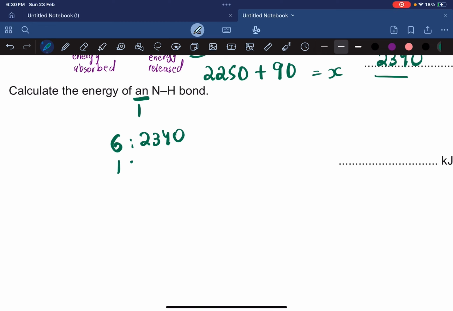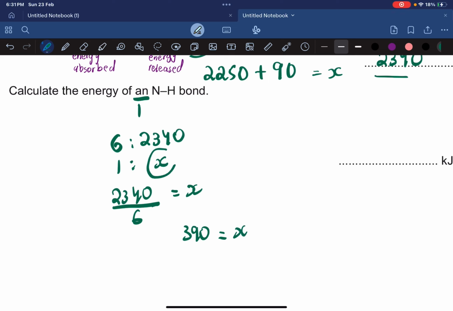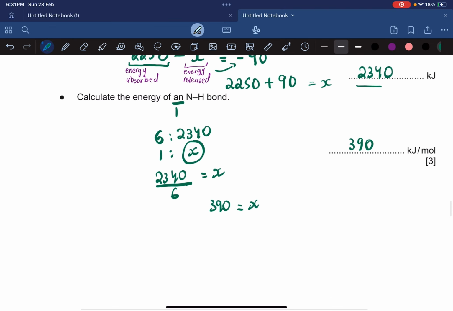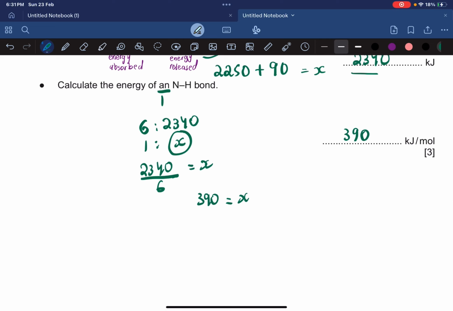For 1 bond it would be X. We form a ratio: 2340 divided by 6 gives you the value of X. Put it on your calculator and you get 390 equals X, and X is your energy for one bond, 390 kilojoules. Now you don't put negative 390, because you already know that that is the energy for an N-H bond. It's not for breaking or forming.